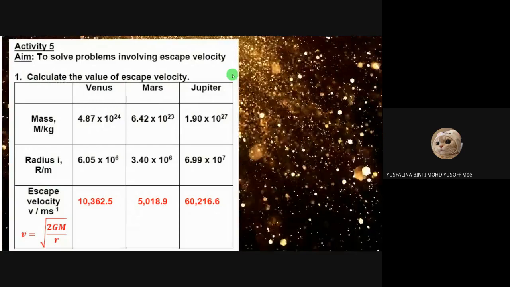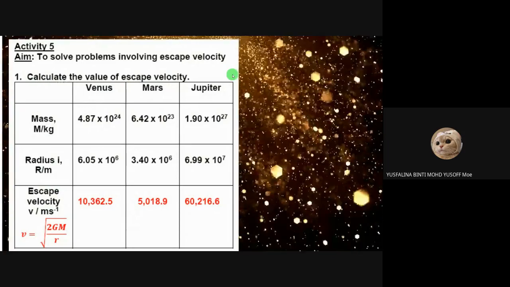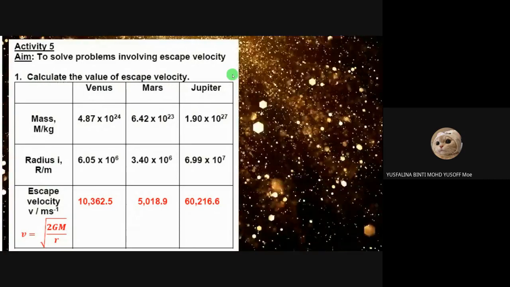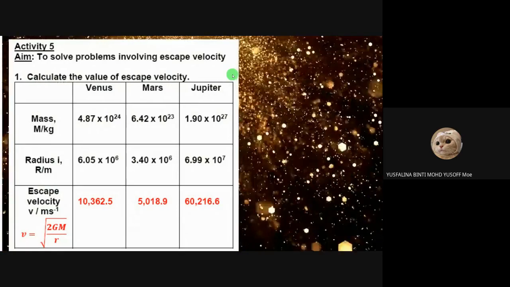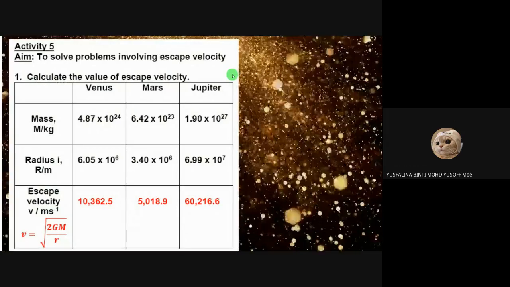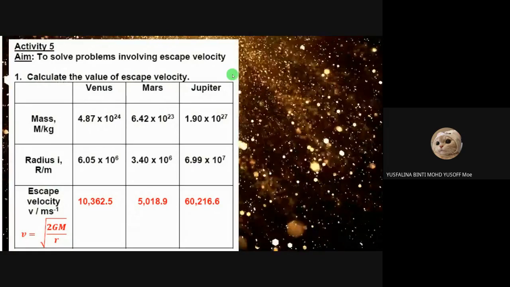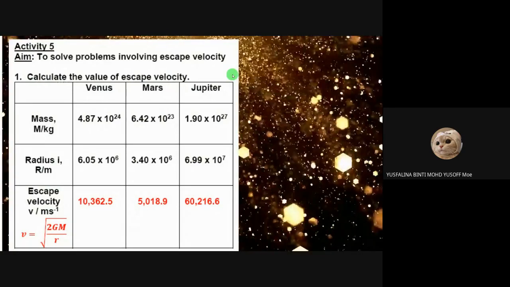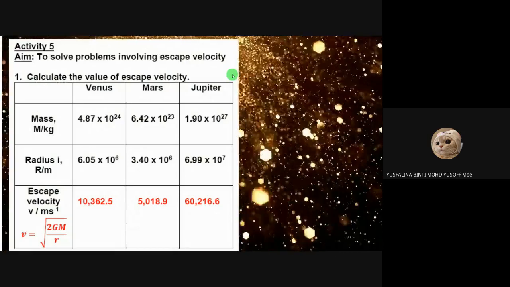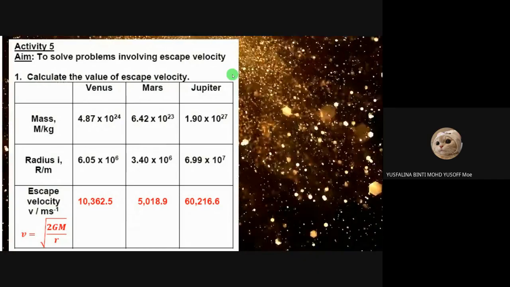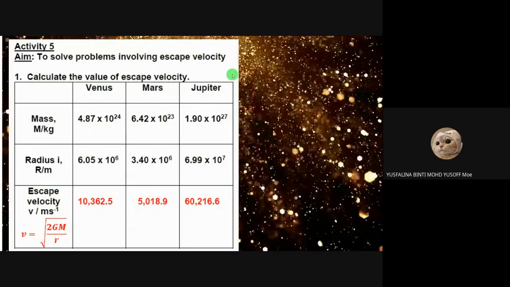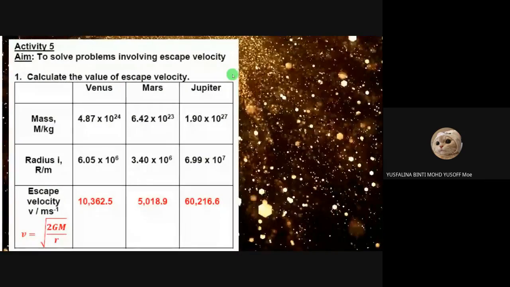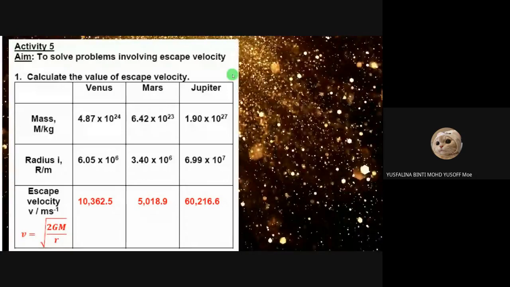So, to solve problems involving escape velocity: for Venus, the escape velocity is 10,362, whilst Mars is 5,018.9, and Jupiter is 60,216.6. If you want to calculate, you can use this formula. This formula is not only for the Earth; you can use it for other planets also.